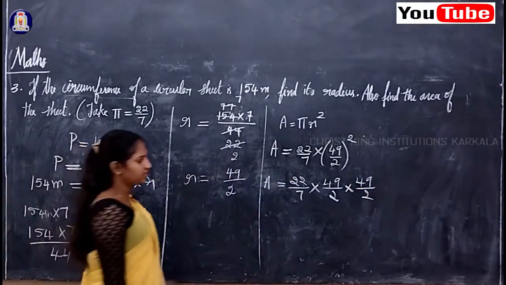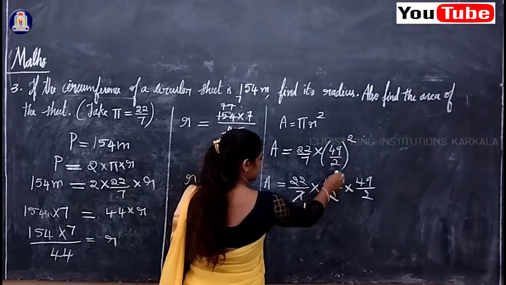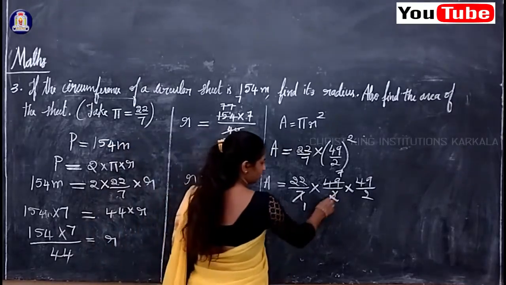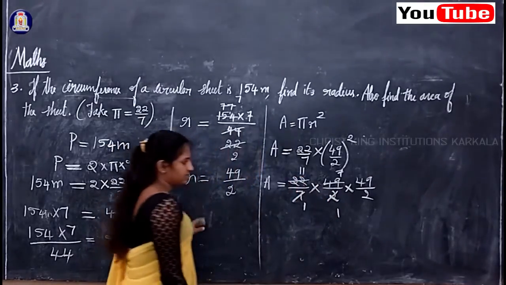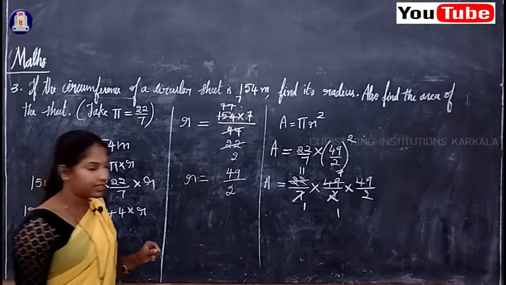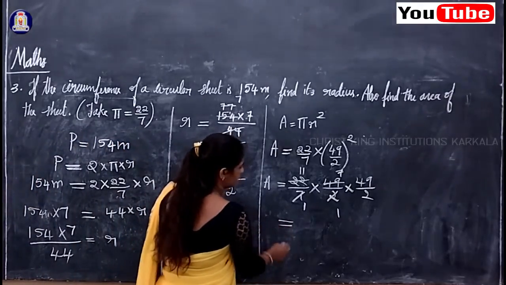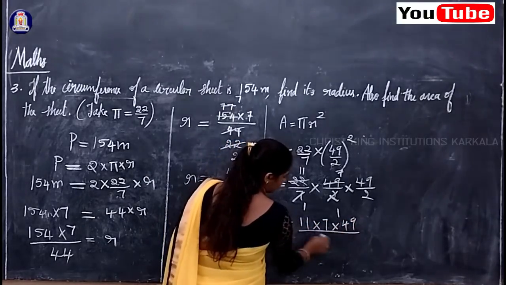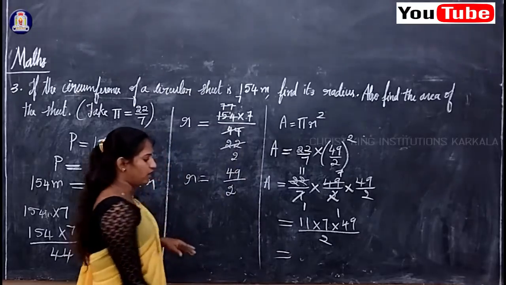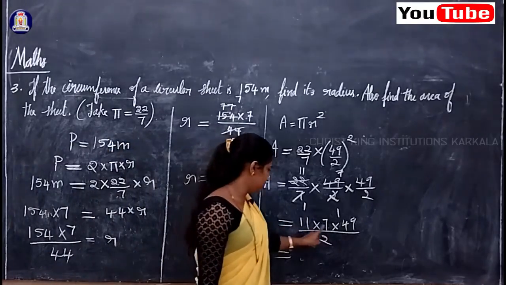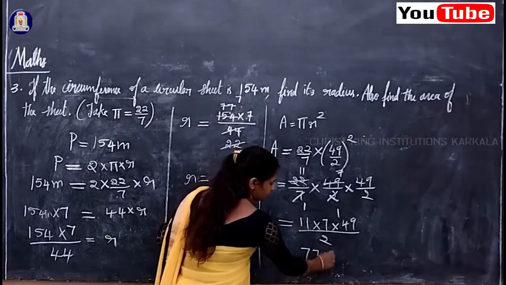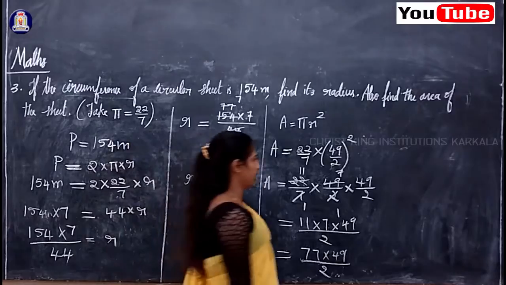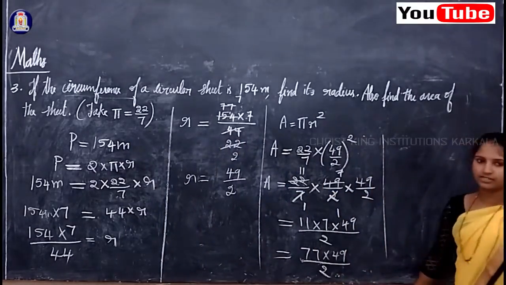Here 7 divides: 7 ones are 7, 7 sevens are 49, correct? Again 2 divides: 2 elevens are 22. So what is remaining? The remaining value is 11 into 7 into 49 divided by 2. Now if we multiply 7 into 11, we get 77 into 49 divided by 2. So again you have to multiply 77 into 49.